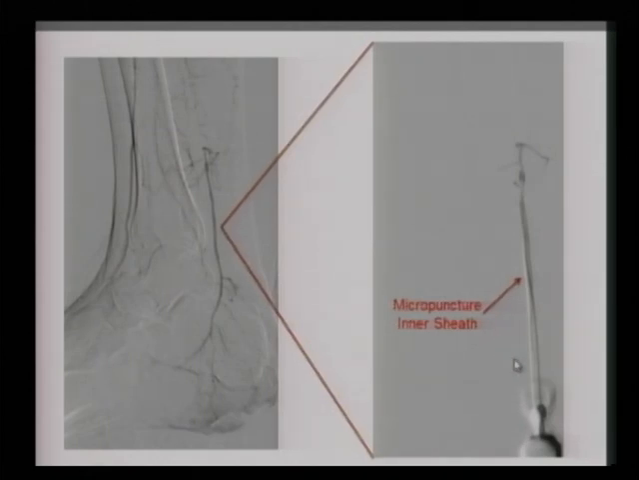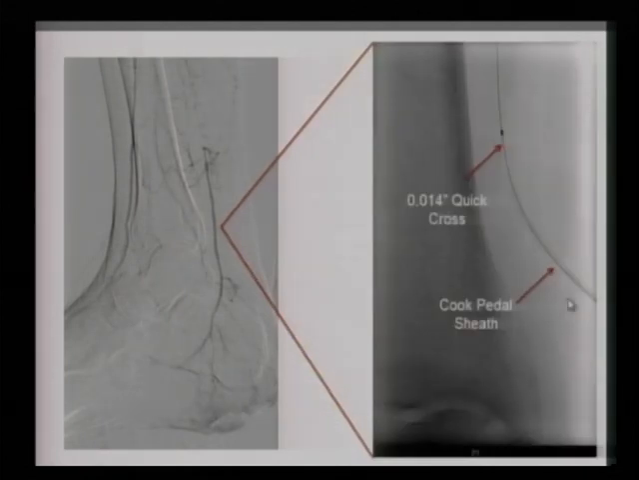Again, this is the inner sheath from the micropuncture set showing that we're in that posterior tibial artery target. Here you can see that we've put the Cook micropuncture pedal sheath in place into that vessel, and then we're advancing over an 014 wire, a Quick Cross support catheter. In this case, we were not able to pass in the true lumen, so here we've got a wire loop. This was a subintimal passage.